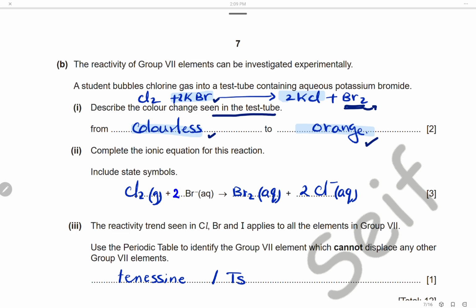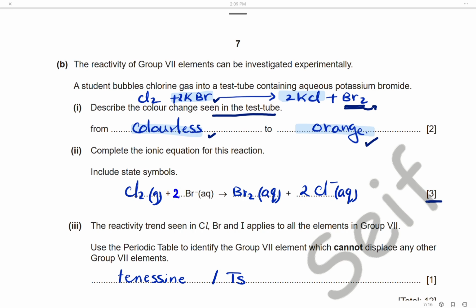Complete the ionic equation for the reaction, including state symbols. The ionic equation is for 3 marks, so we will have 1 mark for the state symbols, 1 mark for the correct formulae and correct charges of the ions, and the 3rd mark will be for the balance.